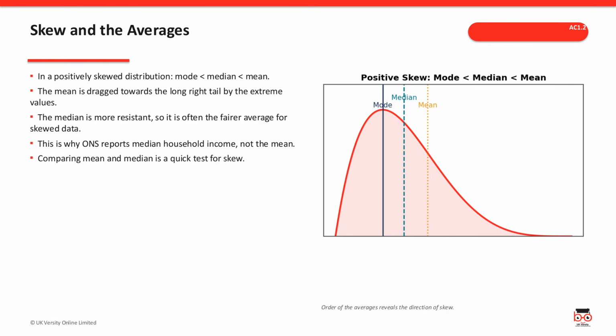Here's a handy rule for a positively skewed distribution. The mode is less than the median, which is less than the mean. Those few extreme values in the long right tail drag the mean upwards, while the median barely budges, which is why it's often the fairer average for skewed data. It's exactly why the Office for National Statistics reports median household income rather than the mean, because a few very high earners would otherwise flatter the typical figure.